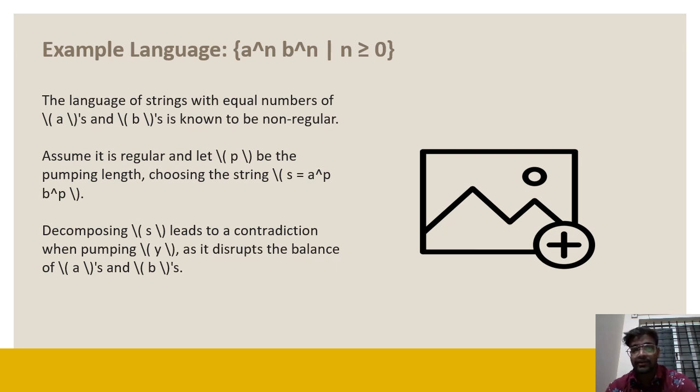And one example, this is a statement that a to the power n, b to the power n, where n is greater than or equal to 0. The language of strings with an equal number of a's and b's is known to be non-regular. Assume it is regular and let p be the pumping length. Choosing the string S is equal to a to the power p, b to the power p. Now decompose S, which leads to a contradiction when pumping y, as it disrupts the balance of a's and b's. Here I have added the picture but it was not showing.